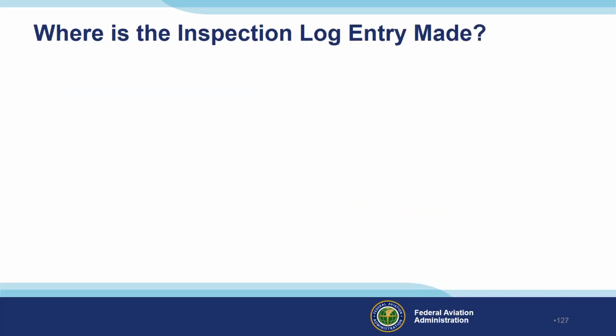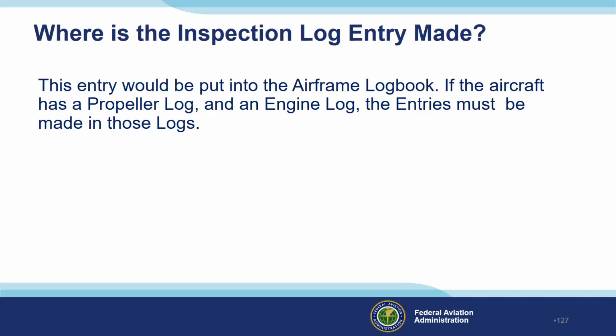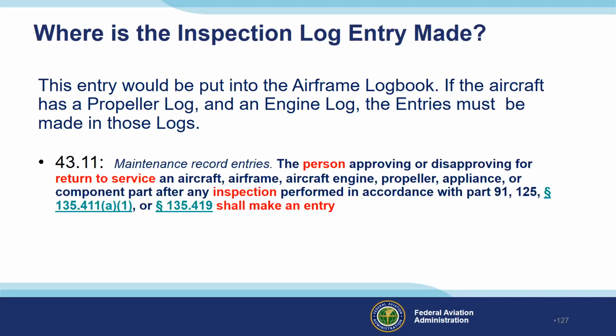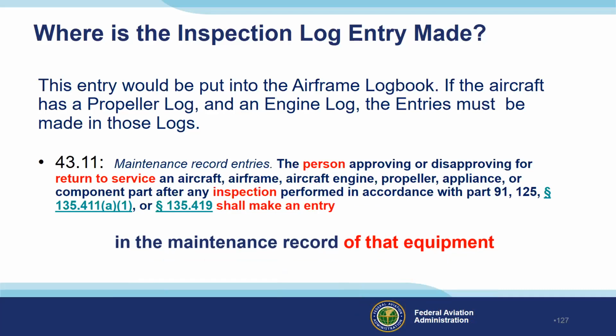Where do you make the inspection log entry? Generally in the airframe logbook, but if the aircraft has a propeller log and an engine log, the entries will be made in those logs. There's 43.11. And it says you'll make an entry in the maintenance record of that equipment. So make sure you put it in the correct logbook.